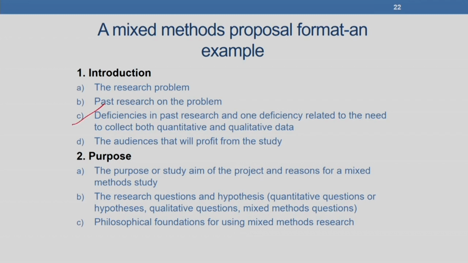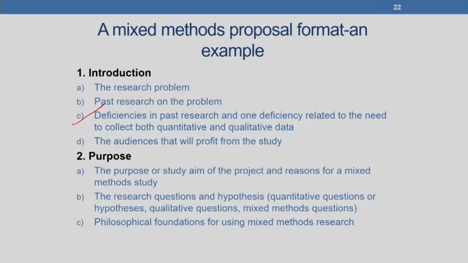This part is important. Usually in the introduction of traditional research where we are employing either quantitative or qualitative, the intention to use either of these methods is explicit and therefore, there is no reason to go on to explain why both of these methods need to be employed. Both qual and quant need to be employed to bridge the deficiencies of the past research, whereas a mixed methods research proposal needs to mention this very explicitly. This is usually absent in traditional research proposal formats. And lastly, the audiences that will profit from the study.